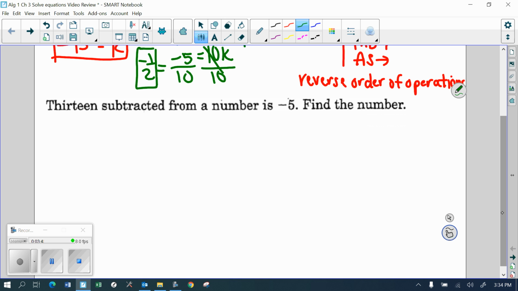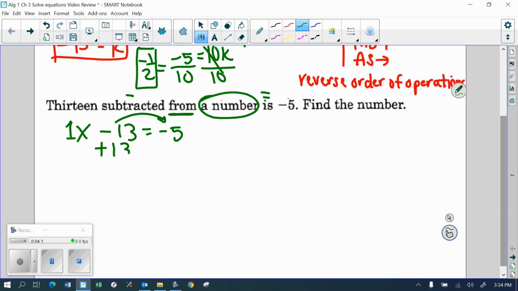All right, so now we're going to write an equation and solve. 13 subtracted from a number. From means whatever's coming next goes first. A number would be x minus, because we got subtraction, 13 equal, is means equals in math. You should already have learned this in middle school. Equals -5. Find the number. So now we're solving that. Again, I look at the coefficient of the variable x. It's positive, so I'm leaving it on this side. So I'm just going to add the 13 across.